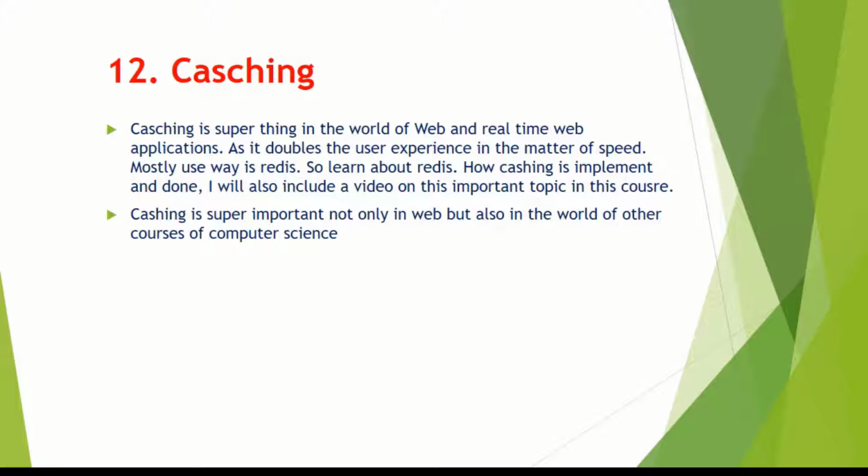Number 12. Caching. Caching is a super thing in the world of web and real-time web applications, as it doubles the user experience in the matter of speed. The most used way is Redis. So learn about Redis, how caching is implemented and done. I will also include a video on this important topic in this course. Caching is super important not only in web but also in other areas of computer science.